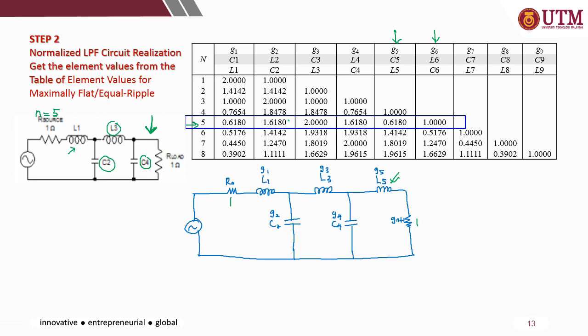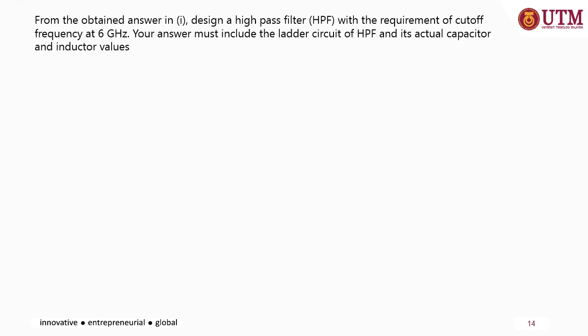So L1 in this case equal to 0.6180, and then C2 is 1.6180, and then L3 is 2, here is C4 1.6180 and C5 0.6180. Right, since we get the normalized circuit in hand.